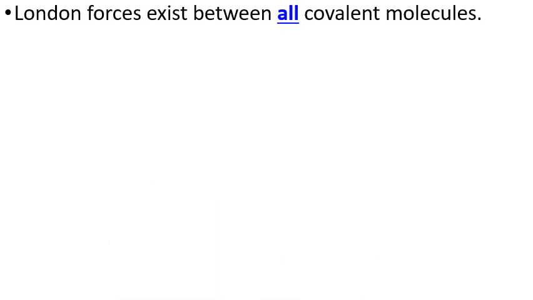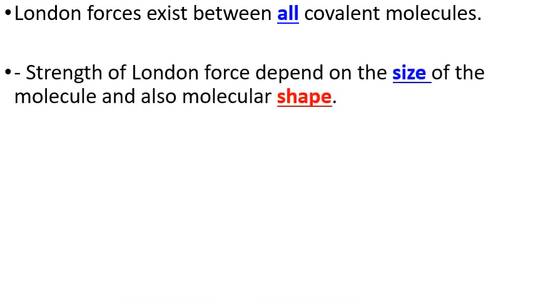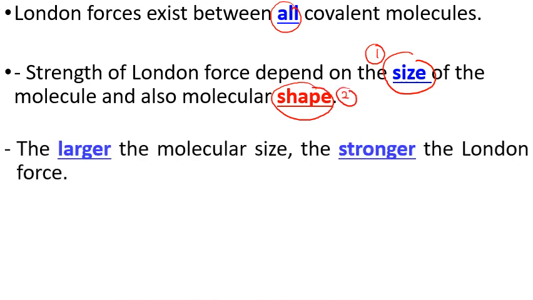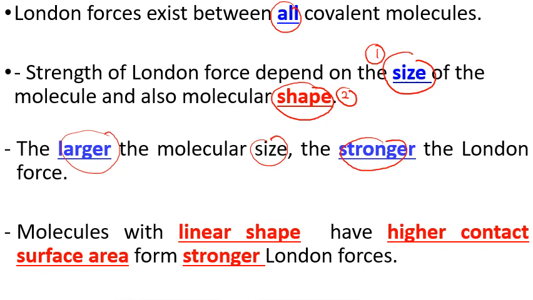London forces exist in all covalent compounds, and the strength of the London forces depends on the size. This is the first factor, and the second factor is the shape. The larger the size, the stronger the London forces. While for the shape, a linear shape has a greater, bigger contact surface area. Therefore, the London forces also will be stronger.